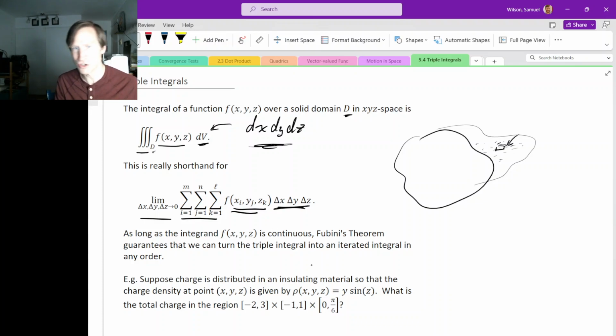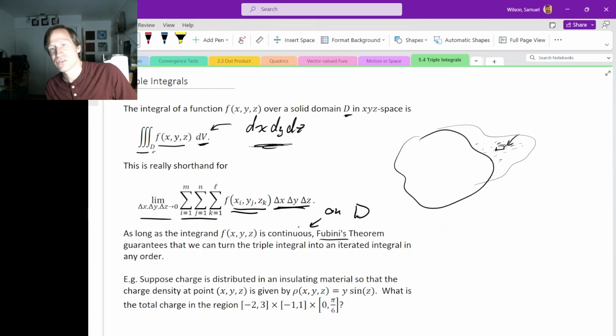Fortunately, as with double integrals, Fubini's theorem guarantees us that as long as our integrand is continuous, I should be more specific, continuous on the region D that we are integrating over, we can write a triple integral as an iterated integral in any order we please. So that hopefully is reassuring. We don't have to worry about different orders giving us different results. That can happen if your function is not continuous, by the way. But for continuous functions, fortunately, we don't have to worry about that.